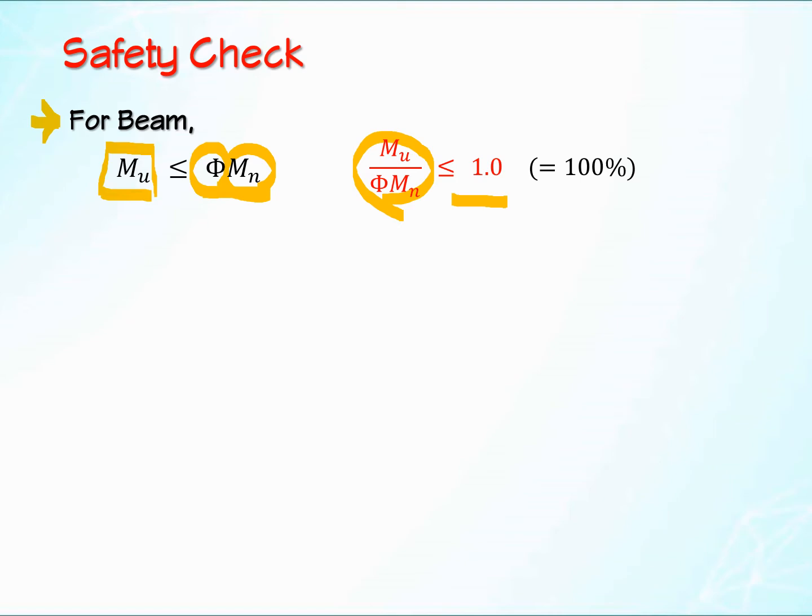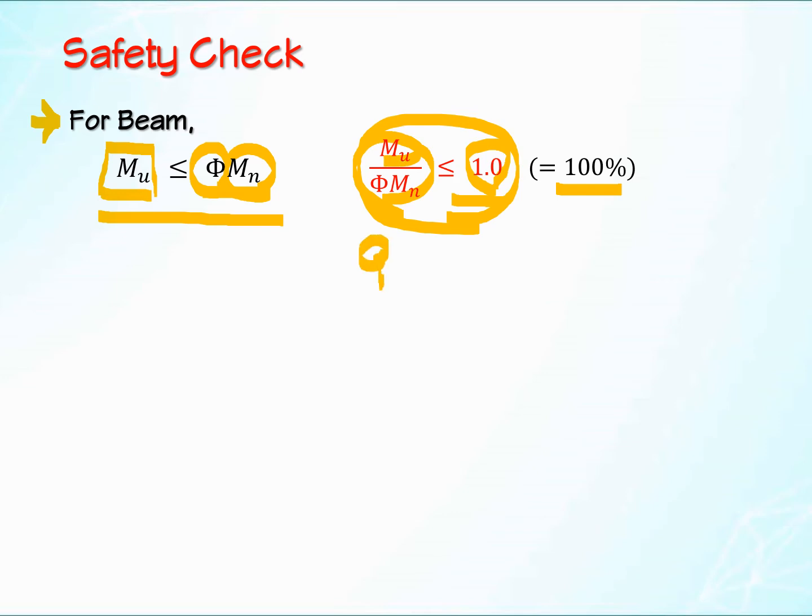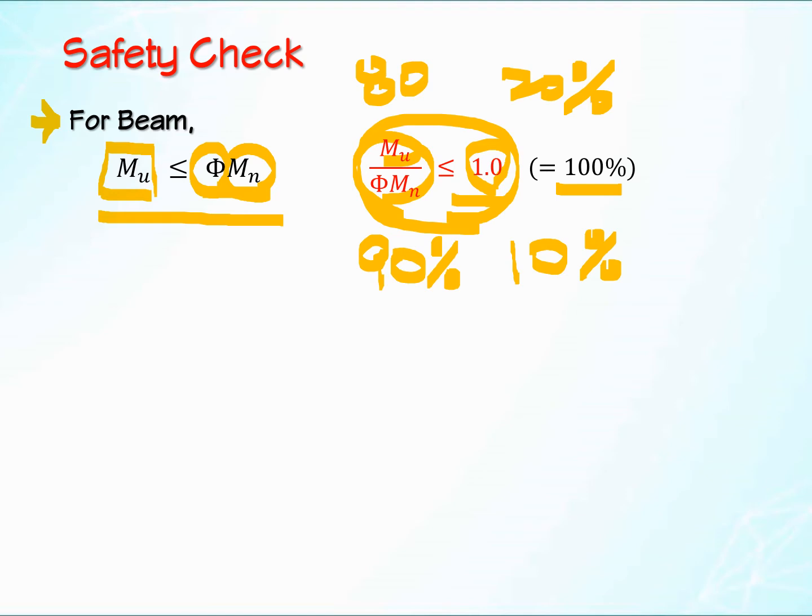Even though the basic format of LRFD is as this, we are going to use this simple transformed format. The reason is because 1 is 100%. If your left-hand side is, for example, 90%, then you are going to see, okay, 10% is my safety margin. If the left-hand side is 80%, then you have 20% of safety margin. So you can figure out how much safety margin you have.